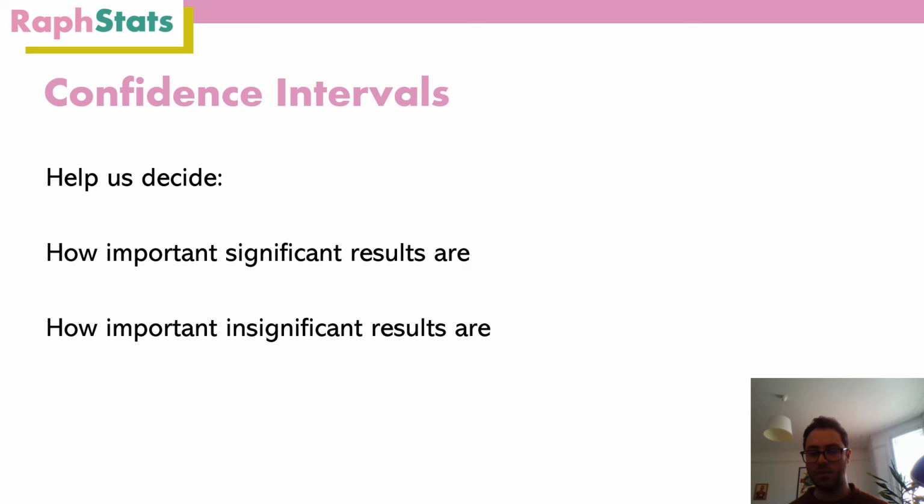But why look at that for a confidence interval when you just have the p-values tell you that? They're much more than that. They tell us how important significant results are and how important insignificant results are. And that's much more interesting.